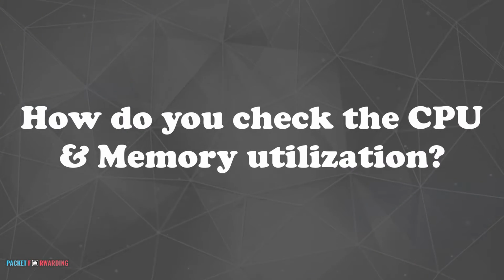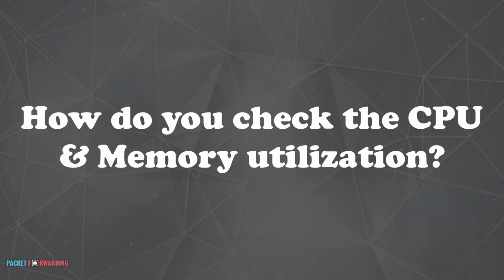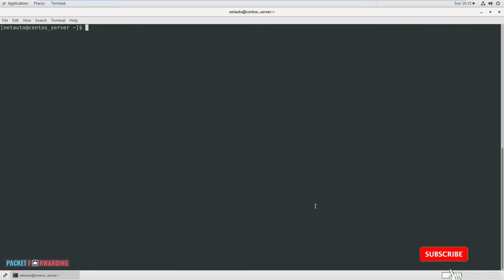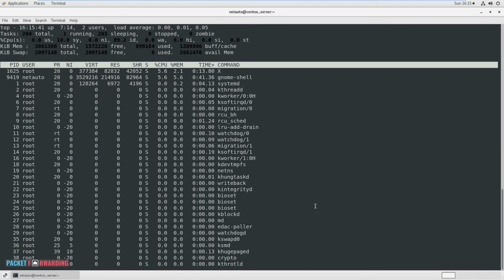How do you check the CPU and memory utilization? Alright, so this is going to be a quick one. In order for you to see both the CPU and memory utilization on a Linux system, you're going to want to use something like top. There are many other variants of top, such as htop, but we don't have that running on this system here. Let me show you how you can view those stats using top.